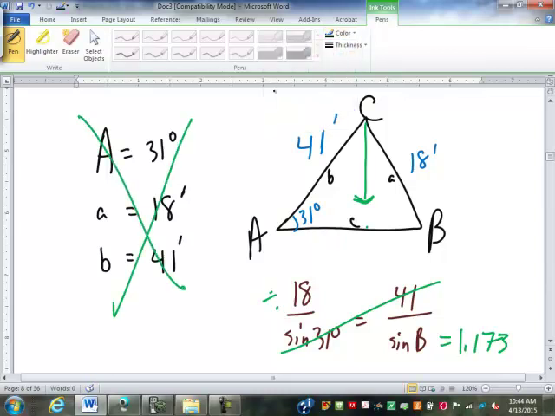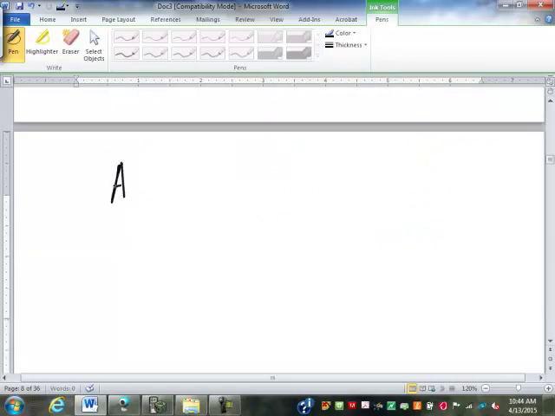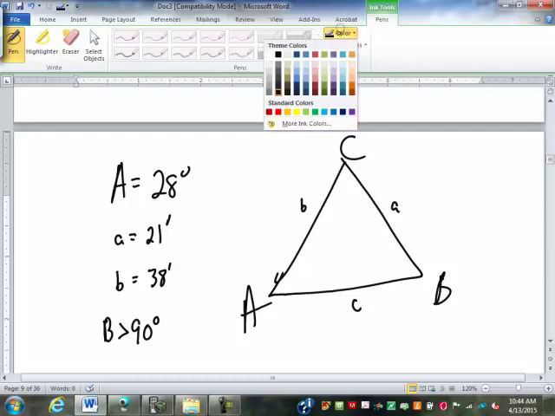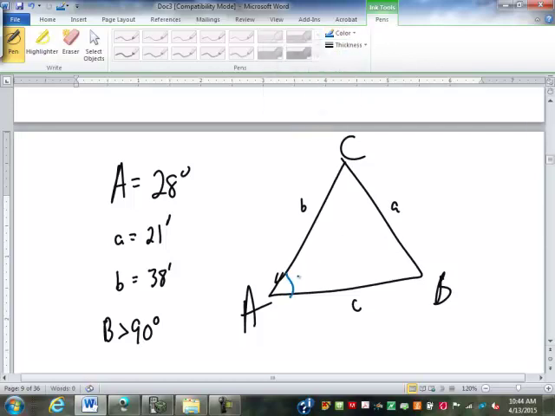So let's try another one. This time A is going to be 28 degrees. Side little a will be 21 feet. And side little b will be 38 feet. So I'm going to label my triangle. I'm going to put in the information I know. A is 28 degrees, little a is 21 feet, and little b is 38 feet.